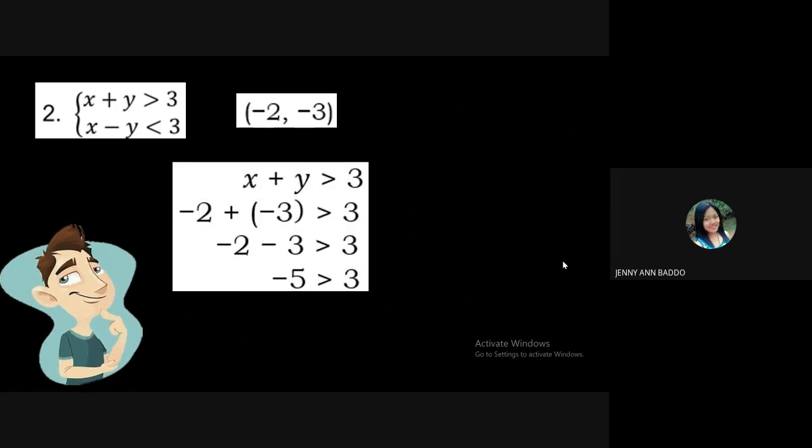Let's have the second example. x plus y is greater than 3 and x minus y is less than 3. So first, we have to test the given point using the first linear inequality, x plus y is greater than 3. By substitution, we have negative 2 plus negative 3 is greater than 3. Negative 2 minus 3, that's negative 5, is greater than 3. Now, is negative 5 greater than 3 a true or a false statement?